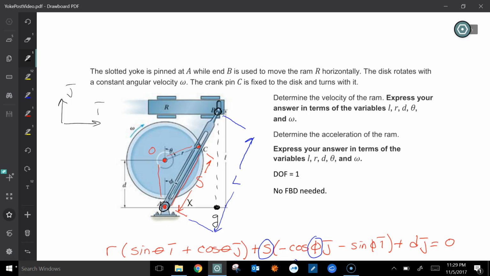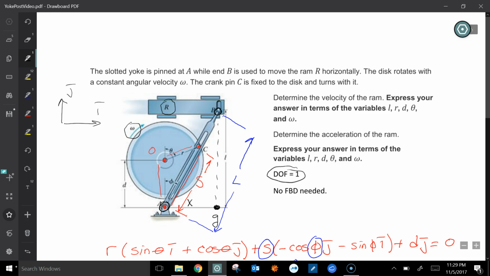Okay, for this mechanism, there's 1 degree of freedom. Because there's 1 degree of freedom, because I'm given one motion, I can determine the motion of everything that I want. So I can determine the velocity and acceleration of the ram, and I don't need a free body diagram. In this particular case, the velocity of the ram, well, you can think of it like this.